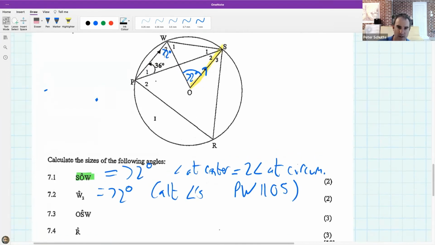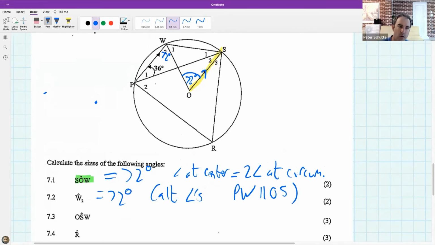Who can do OSW? Where is OSW? OSW is this big angle up here. It's made up of S1 and S2. So OSW is S1 and S2.